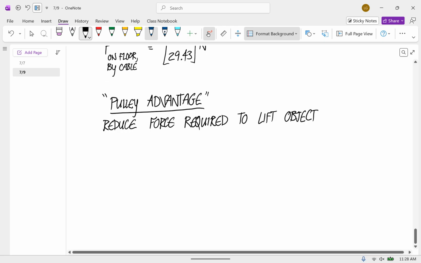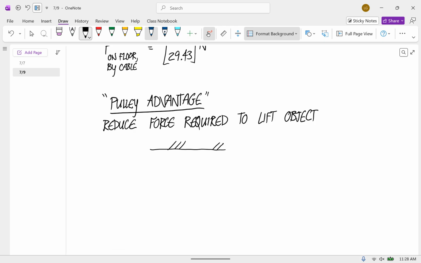And the way you do it is you have a pulley that's attached to a support structure. I'll do it to the ceiling. And then you have a second pulley that the mass is supported by. So this pulley is holding the mass that you're lifting. Let's say this is 20 kilograms.